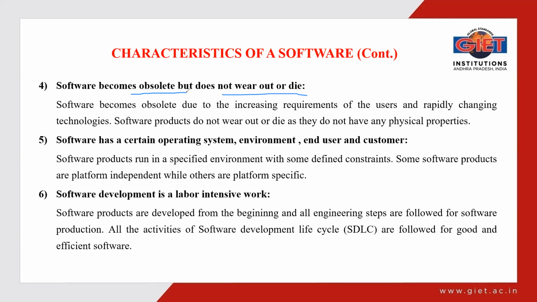Like we have an expiry date on our medicines or any product like that, it has an expiry date, but it will not die. The next one: it has a certain operating system, environment, end user, and a customer. I already told you earlier, in the national train inquiry system example, it should have a certain operating system, maybe Windows or Linux or Unix, and it should have some environment to run it. And mainly it should have some end user or customer to run that particular software. So that is the fifth characteristic.